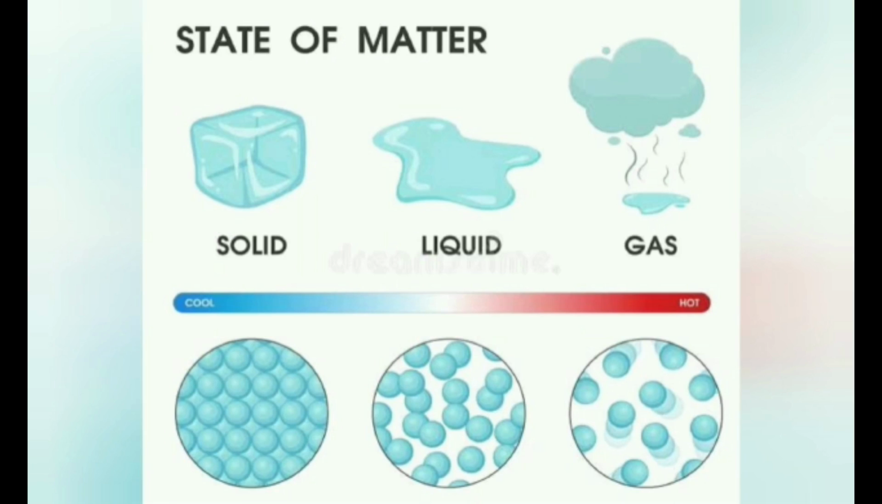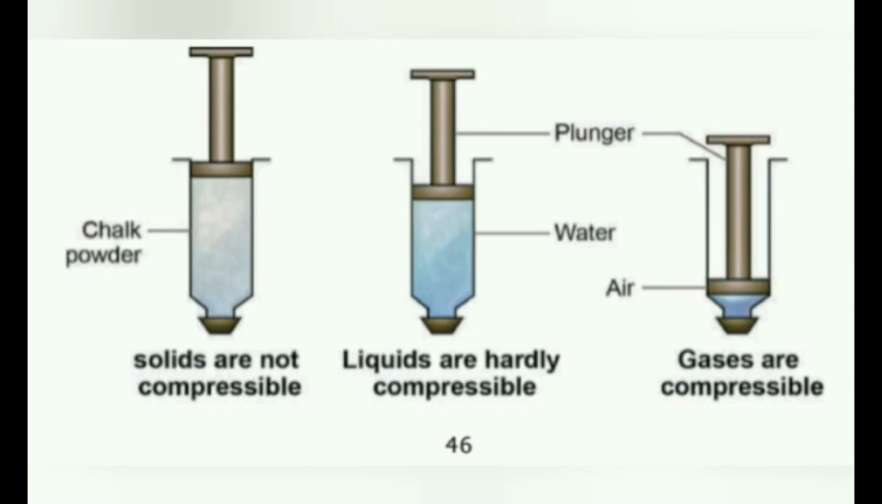Let us summarize solids, liquids, and gases. Solids have definite shape and volume. Liquids have no definite shape. Liquids attain the shape of the vessel in which they are kept. Gases have neither a definite shape nor a definite volume. Solids are incompressible. Liquids are compressible to a small extent. Gases are highly compressible.